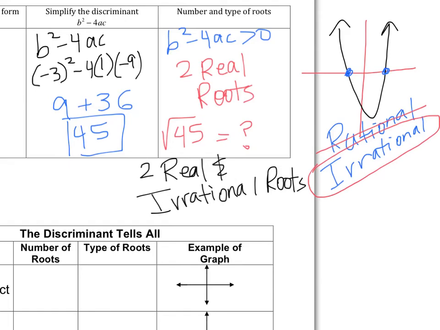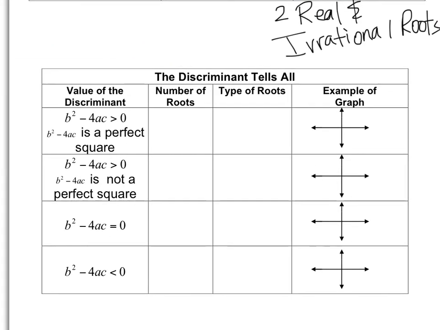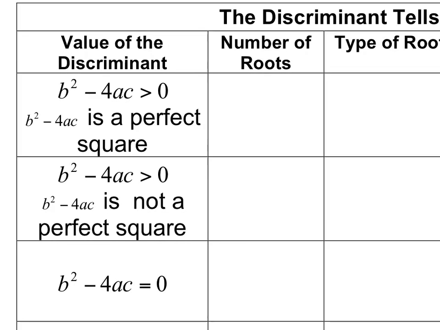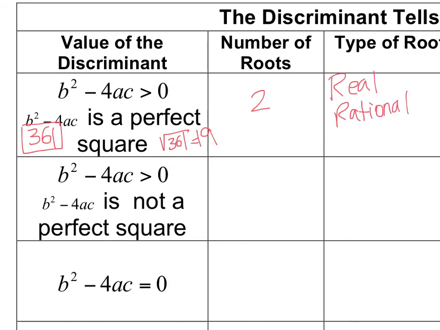So with that said, let's summarize what we learned today. If the discriminant is greater than 0, like for example the number that we found earlier, which is 361, and it is a perfect square, it means you can find the square root of 361, which in that case was 19. So if it is positive and a perfect square, then I have two real and rational roots.